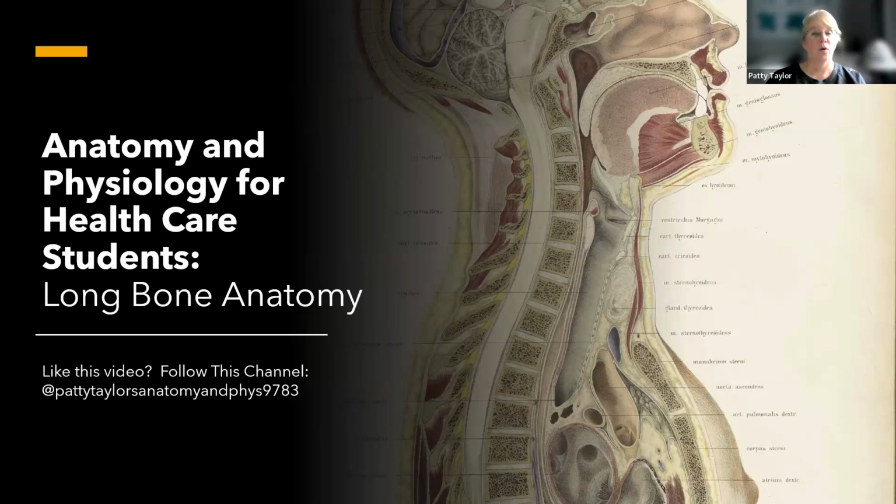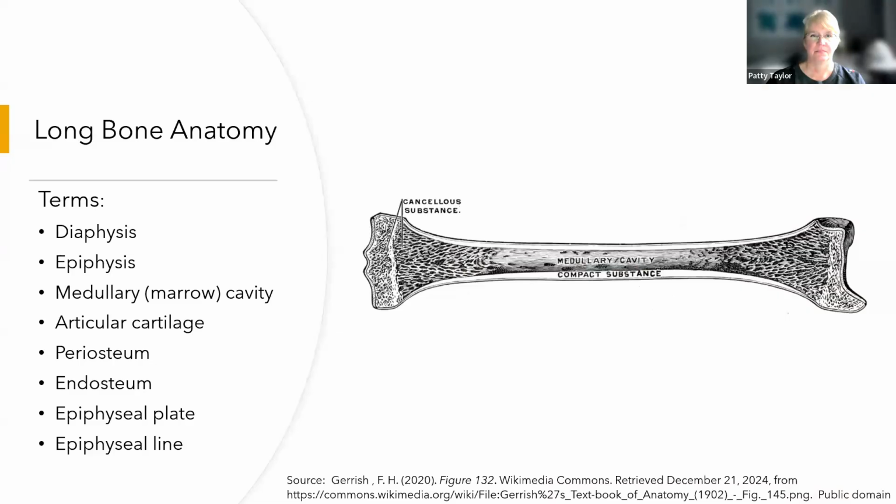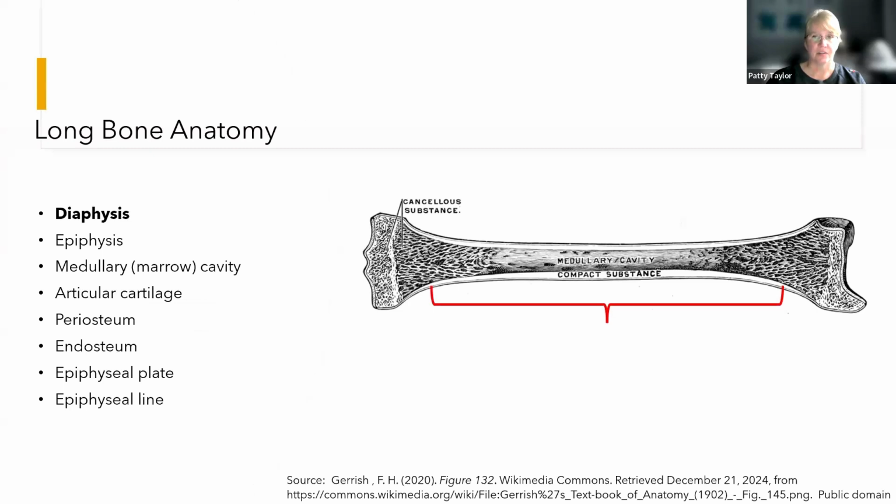In this video, we're going to discuss long bone anatomy. So at the left, I'm going to run through this list of terms with you. So why don't we start with the very first one, which is the shaft or the diaphysis.